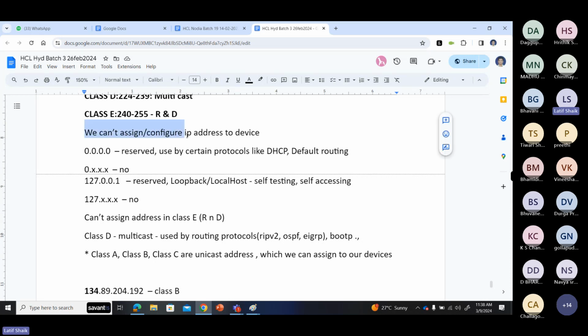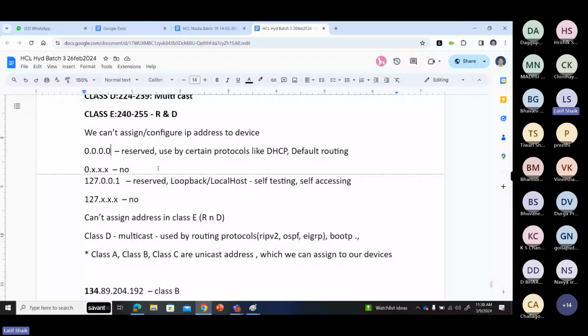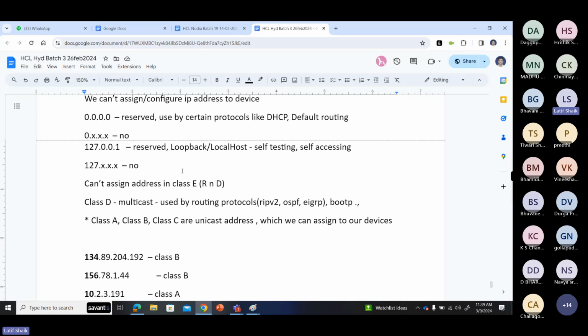Again, guys, we cannot assign certain IP addresses to devices such as a computer, laptop, desktop or mobile phone. One is 0.0.0.0 as well as the entire 0 series. This 0.0.0.0 is a reserved IP address used by protocols like DHCP or default routing. 127.0.0.1 is also a reserved IP address, so we cannot assign it to any device. It is used as a loopback or localhost.